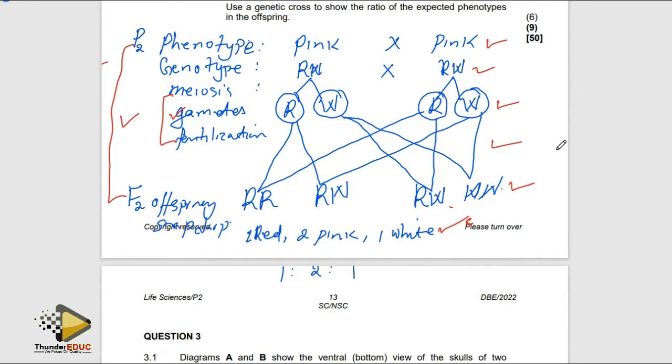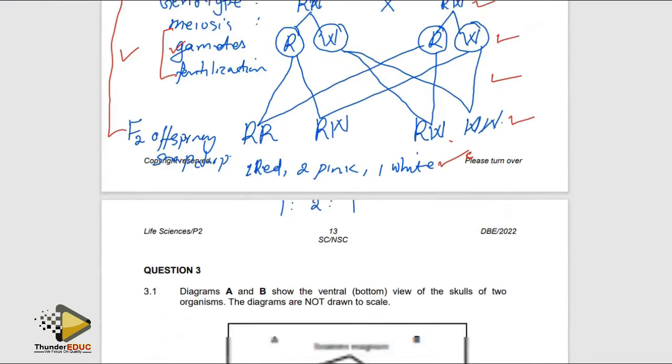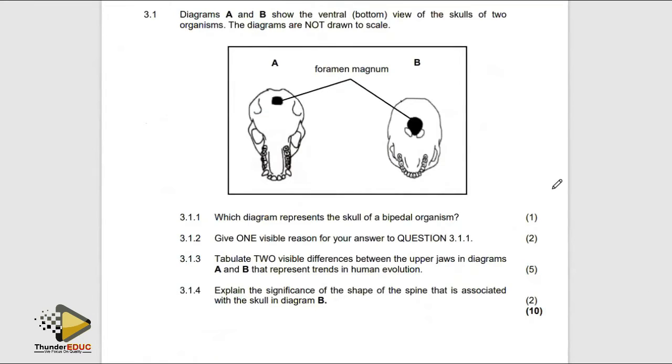This question is from the 2022 Department of Basic Education, NCS. Another question is about evolution. Here they're saying that diagrams A and B show the ventral, that is the bottom side, of the skulls of 2 organisms. The diagrams are not drawn to scale. It means that that's not their size. So now, asking which diagram represents the skull of the bipedal organism? Let me first explain the word skull.